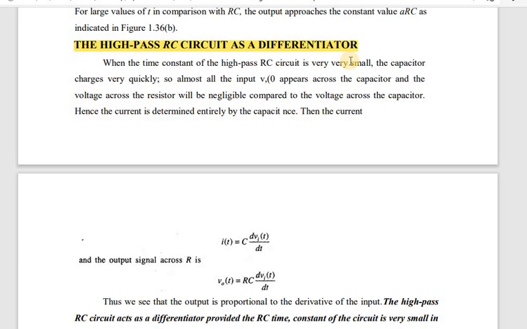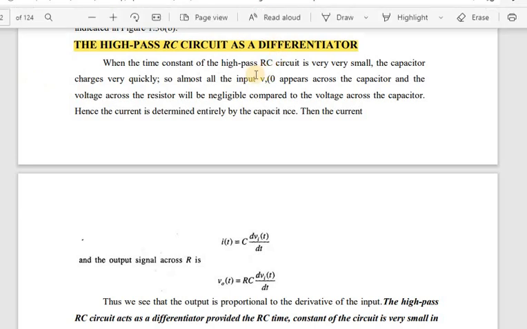Hence we can also say that the total input voltage Vi of t appears across C, so that the current is determined completely by the capacitance. So the complete current can be obtained by using the capacitance itself. Hence the current is determined entirely by the capacitance itself, or the capacitor. I'll repeat it once again.